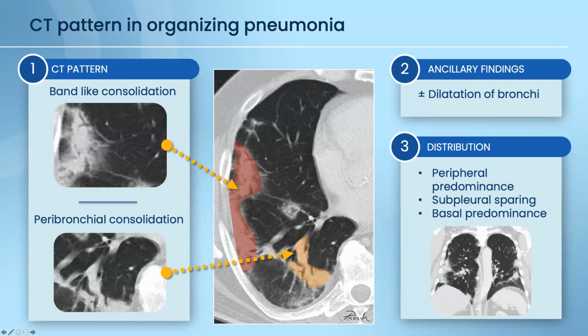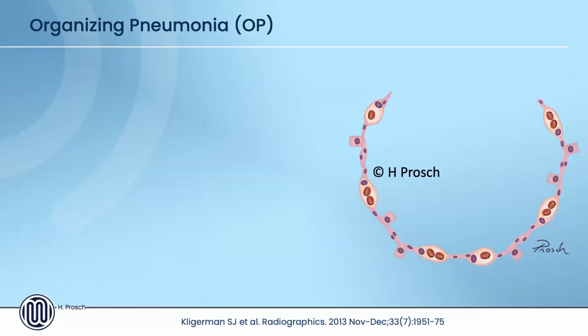And you see again, the distribution is so important in radiology. And this is a typical UIP pattern. And UIP, organizing pneumonia pattern. Organizing pneumonia can be easily explained.